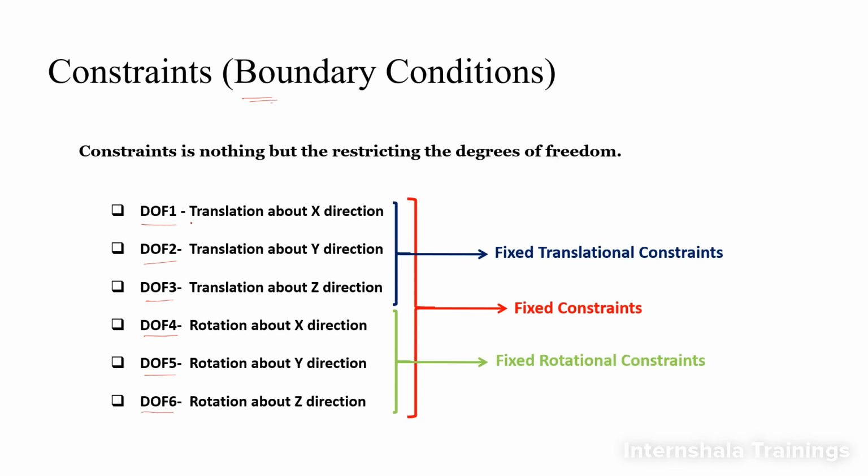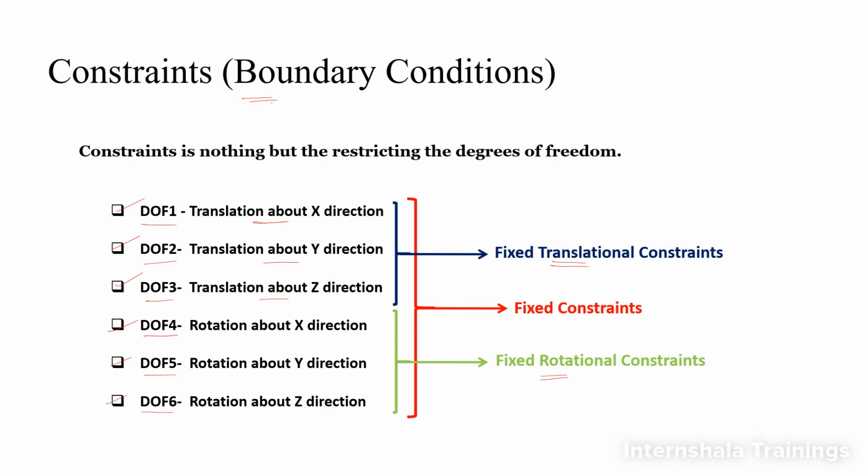Let us say you have fixed the 1 degree of freedom, 2 degree of freedom, 3 degree of freedom, which is nothing but translation about X, translation about Y, and translation about Z. This thing is called as a fixed translation constraint. Then if you leave this degree of freedom 1, 2, and 3 free, but fix up this 4, 5, 6, then it is called as fixed rotational constraint or fixed rotational boundary condition.